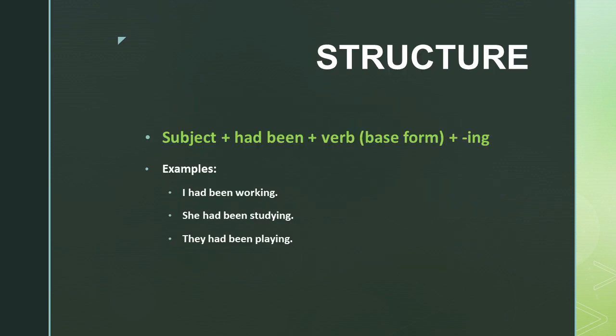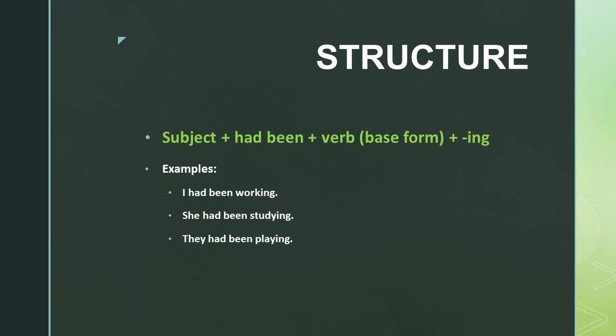Let's look at the structure in detail. In a sentence with past perfect continuous tense, you will find subject plus had been plus verb in its base form followed by ing. Let us look at some examples. I had been working. Here, I is your subject, which is a pronoun, plus had been, plus work, which is your verb, followed by ing.